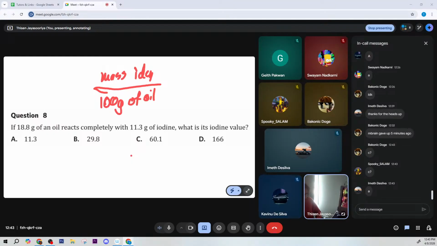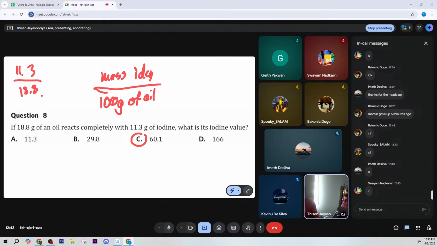One person saying C, A, C. So the answer here is C. You do 11.3 divided by 18.8 to find out how much reacts with 1 gram, and then you can times this by 100 to find out how much reacts with 100 grams.